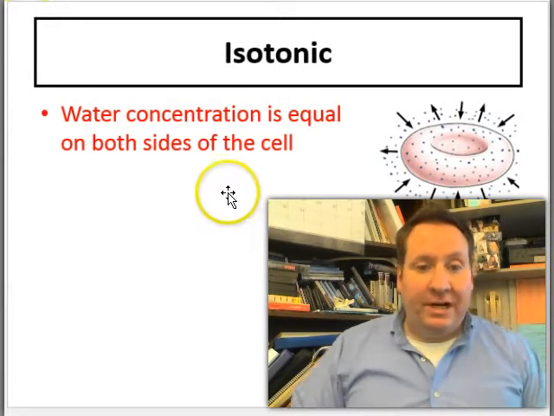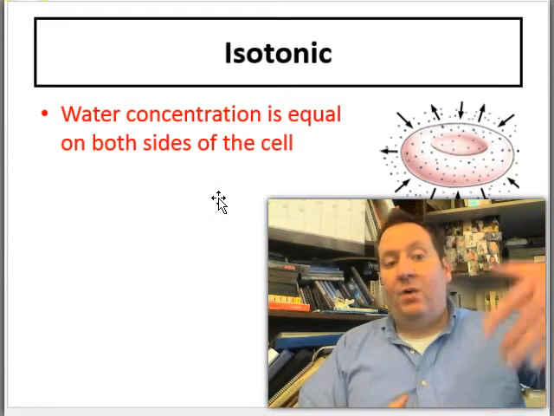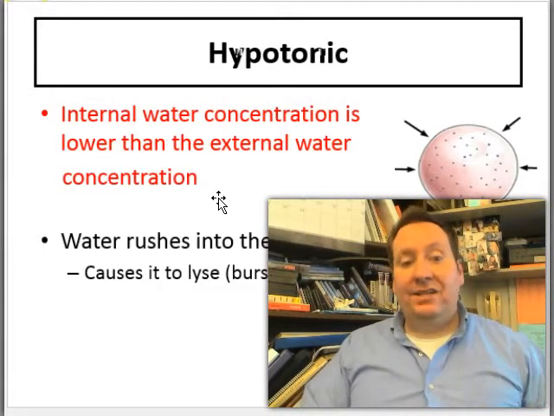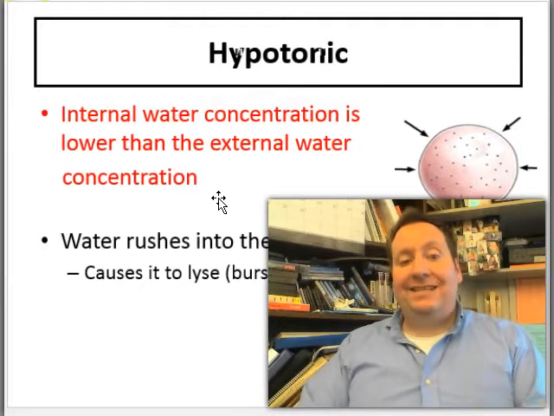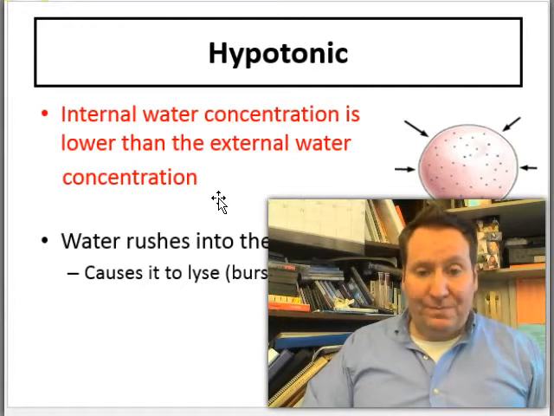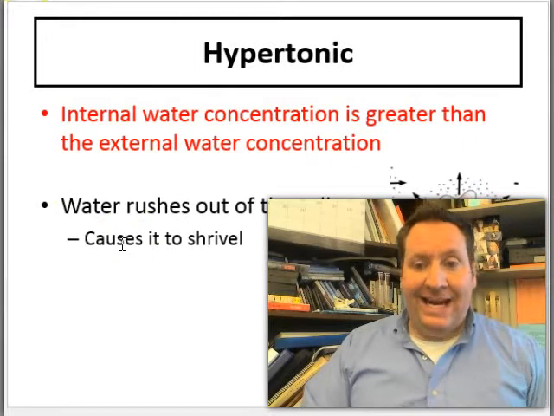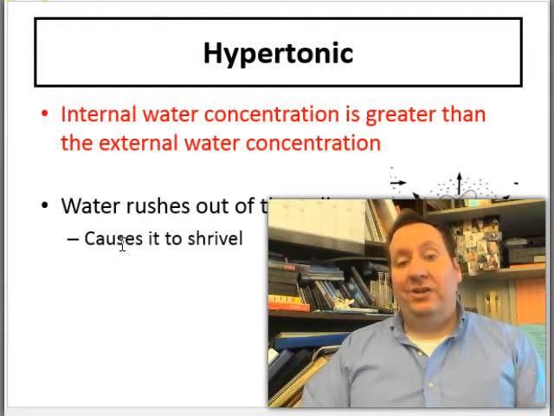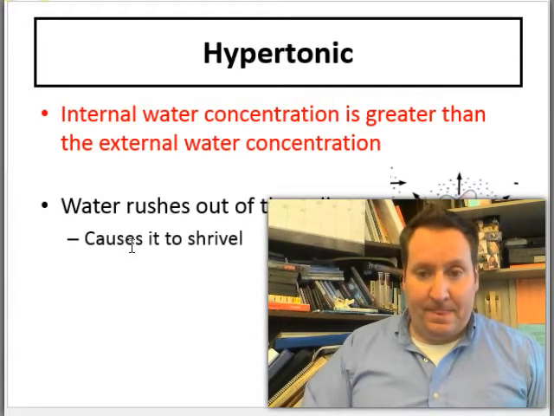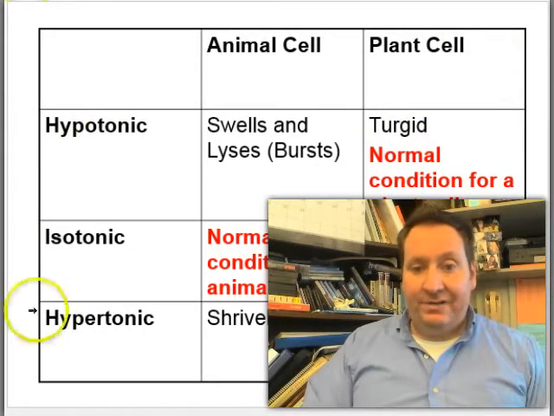Remember, isotonic, water concentrations are equal on both sides. You have a net movement of water that's going to be equal. You have an equal amount of water coming in that's leaving the cell. In a hypotonic solution, you have a greater amount of water outside the cell than inside the cell. Therefore, you have water that's going to rush into the cell. This can eventually cause the cell to bust or lyse open. In a hypertonic solution, you're putting a cell in a solution that has less water in it, so that cell is going to shrink. All right? This is what happens in each one of these solutions between the two cells.